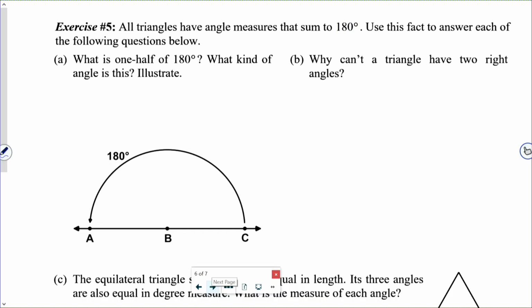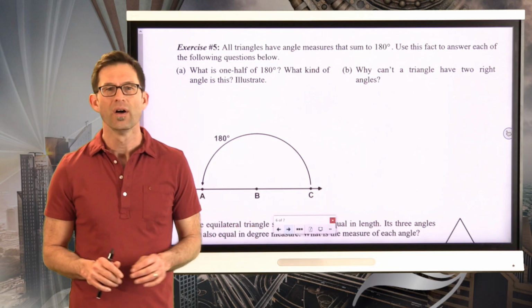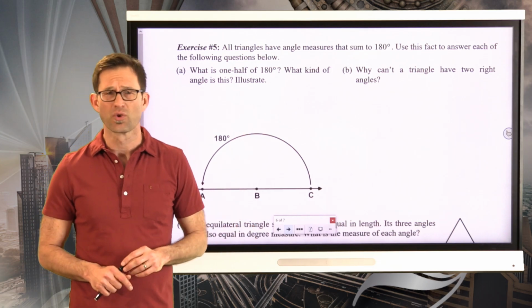Exercise number 5. Actually, this has got a bunch of problems within it. All triangles have angle measures that sum to 180 degrees. Use this fact to answer each of the following questions. Letter A. What is 1/2 of 180? What kind of angle is this? Illustrate. All right, well, first off, letter A has nothing to do with triangles.